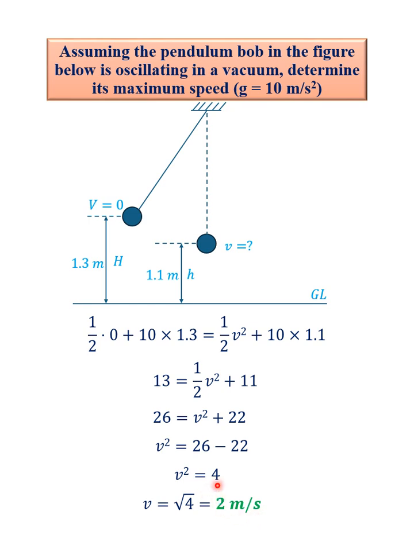Don't worry about the negative that is supposed to be here, because you would say v will be plus or minus square root of 4. Velocity is not negative. We are just looking for the maximum velocity or the maximum speed at this point without the direction. So we have it as 2 meters per second.